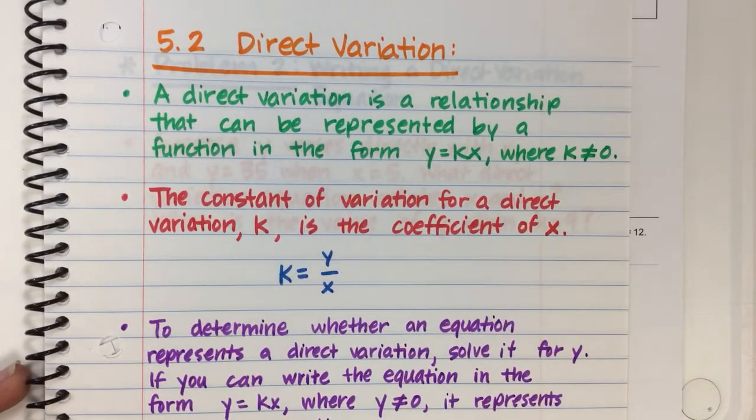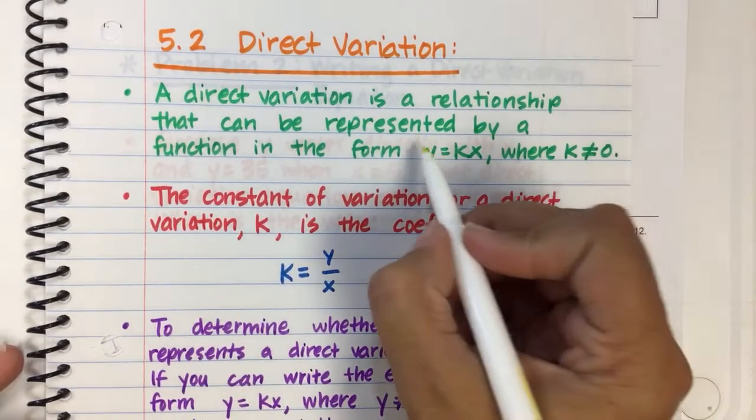All right, direct variation. Lesson 5.2 is direct variation. Direct variation is a relationship that can be represented by a function in the form y is equal to kx, where k is not 0. So we're looking for equations written in the form y is equal to kx, but k cannot be 0, because if k was 0 and you multiplied it times x, you would get 0.